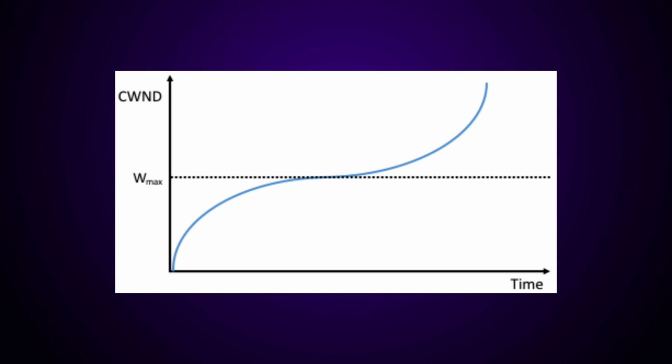Another aspect of TCP cubic is its cubic growth behavior when passing Wmax. This allows the congestion window to plateau and stay at Wmax for longer, and when it surpasses Wmax, it'll start to rapidly increase to quickly find the next Wmax.